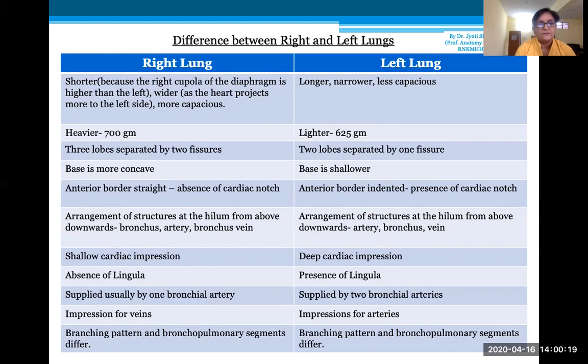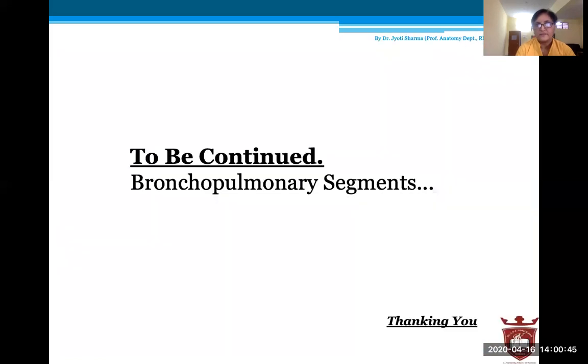Now, shallow cardiac impression is present in the right lung, while the deep cardiac impression is present in the left lung. Presence of lingula in the left lung, absence of lingula in the right lung. The right lung is supplied usually by 1 bronchial artery, and the left lung is supplied by 2 bronchial arteries. In the right lung, we see the impressions for the veins. In the left lung, there are impressions of arteries, and both have different bronchopulmonary segments and different branching patterns. Thanking you.